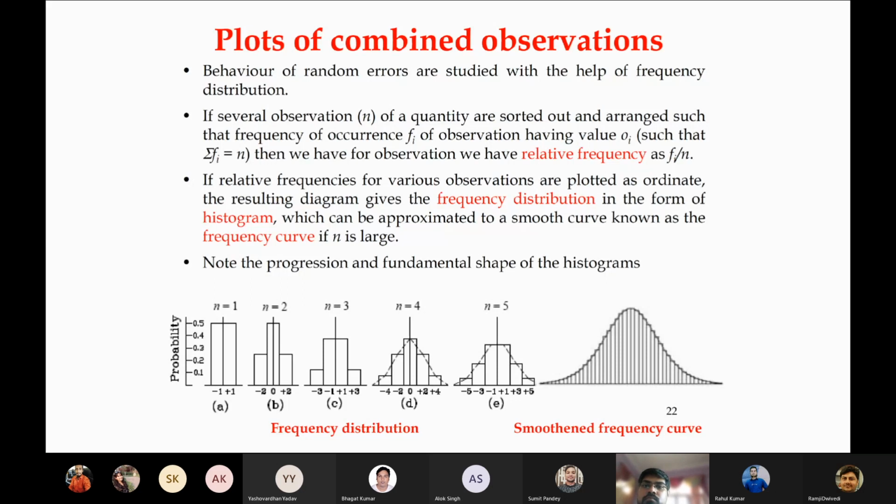What can you deduce from it? It is very clear, crystal clear from this figure that the moment you go from a limited number of observations to a large number of observations, you will have a smooth frequency curve. However, in the case of fewer observations, you will have a frequency distribution which looks like this. So the behavior of random errors is studied with the help of frequency distribution.